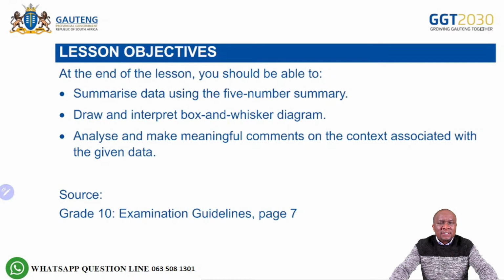Let's be ready for our lesson, grade 10s. Make sure you have your books with you, you have your calculator, and let's be ready. And remember, let's engage each other during the lesson. Use the WhatsApp line 063-508-1301. Please, let's engage each other during the lesson. If there's any question, feel free. And then if you have any input, feel free. Or if you recognize that maybe I made a mistake there, let me know and then we discuss. Okay? Right, let's be ready for the lesson.